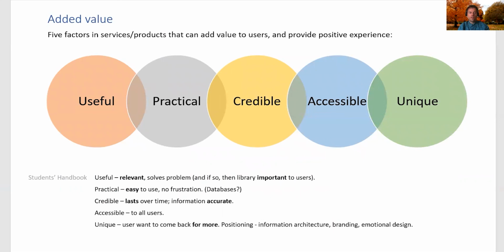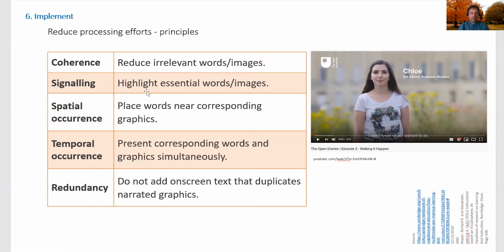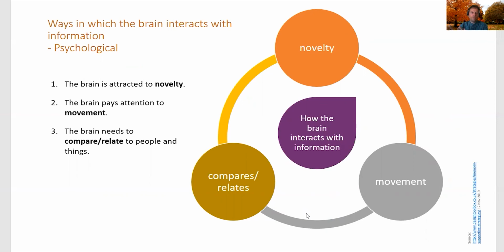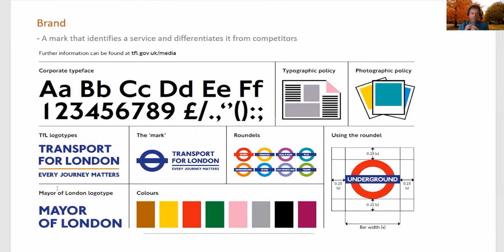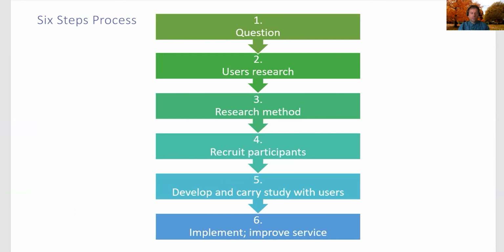There are 5 factors that you can implement which will add value to your service, to your product implementation. A few design elements you need to think about when you take the information, you're now processing the data, how you now implement and improve. So the 6-step process: define your question, focus on your user and market research, decide on your research method, decide how you recruit participants, then recruit them, develop and carry out the study with them, and then implement it, apply it.